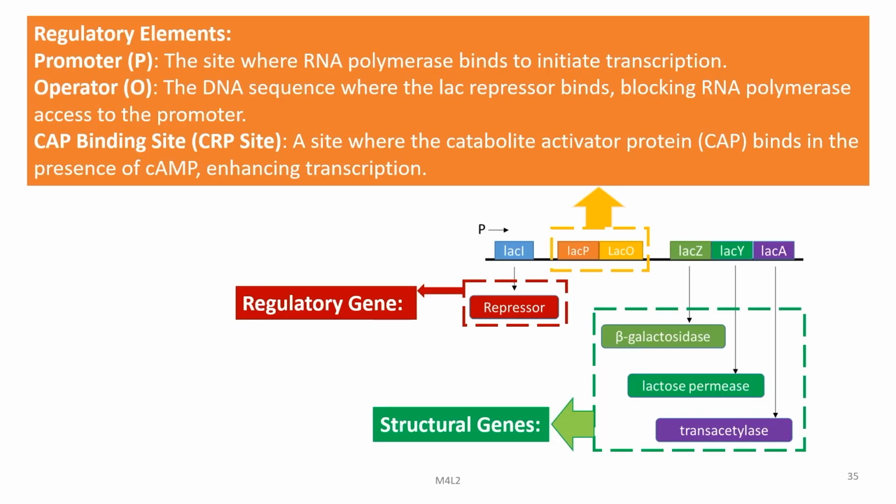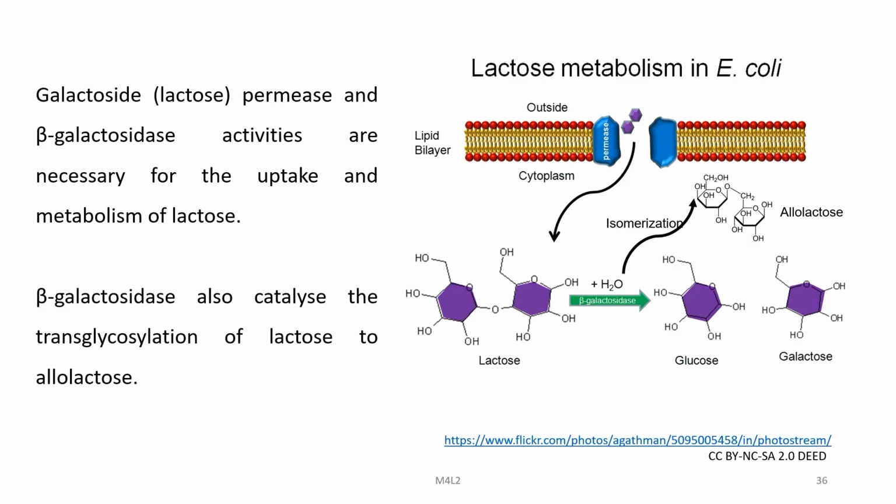Promoter site, where RNA polymerase binds to initiate transcription. Operator site O, the DNA sequence where the LAC repressor binds, blocking RNA polymerase access to the promoter. CAP binding site, a site where catabolite activator protein binds in the presence of cAMP, enhancing transcription.